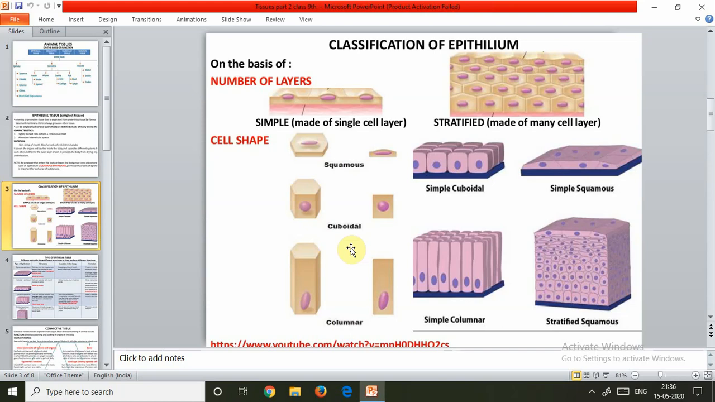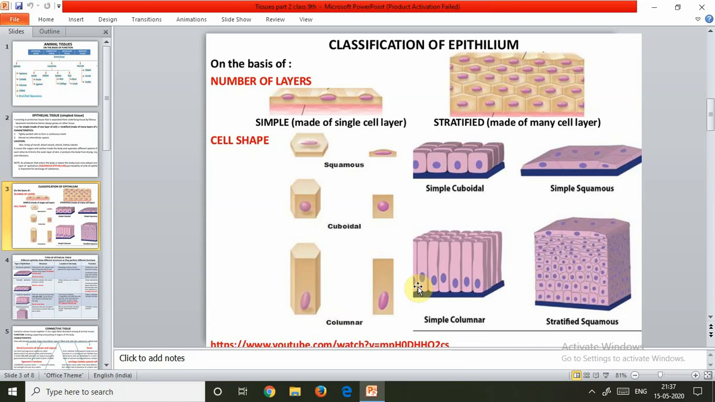Okay, now we'll talk about the columnar epithelium. What is the nature of columnar epithelium? The columnar epithelium consists of cells which are taller than broad, meaning they are more tall but less broad. They are pillar shaped. The nuclei are towards the base. You can see in the diagram the nucleus is present at the base, and the nucleus is mostly one in number, and they have a brush border containing microvilli.